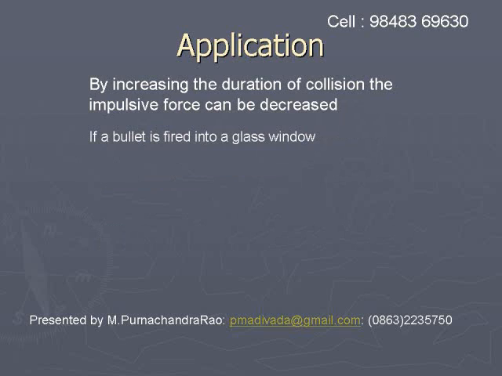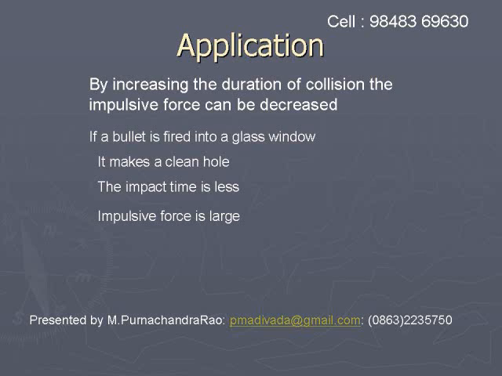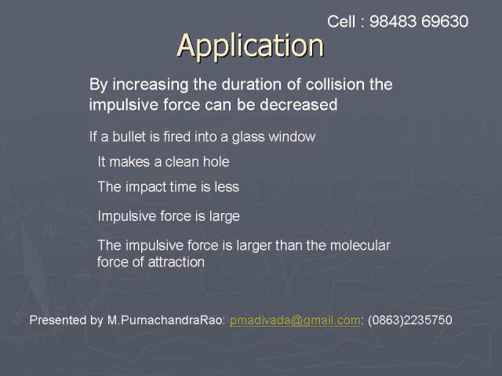If a bullet is fired onto a glass pane, a glass window, it makes a clean hole. Here, the bullet travels with high speed and the impact time is very less. So, the impulsive force will be very large. This force is greater than the molecular force between the molecules. Hence, the molecules which are struck by the bullet will be removed. Hence, a clean hole will be made.